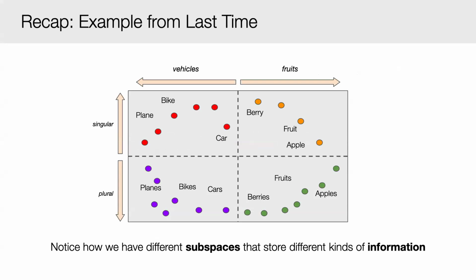This is the kind of example that we saw last time. We have this embedding space where words that are very similar were grouped together. Now we have different subspaces that store different kinds of information within this embedding space. We're going to talk about exactly what this is.